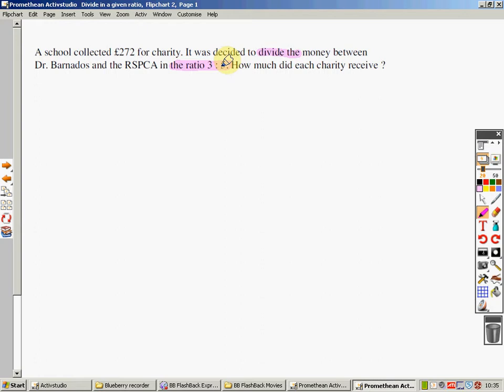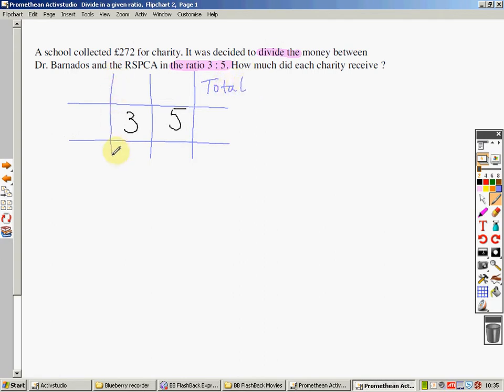Okay, so I've identified it's a dividing in a given ratio question. The first thing I'm going to do now is write down my two ratios, and here it was 3 and 5. I then start to construct a table around that information. And I do this every single time, even though I think the question is relatively straightforward, and the reason I do it is that slipping into this technique will actually just calm your nerves a bit in the exam and give you something to focus on and not panic too much.